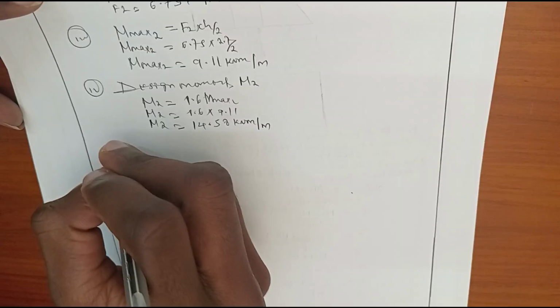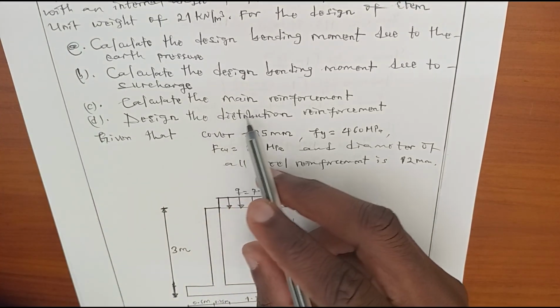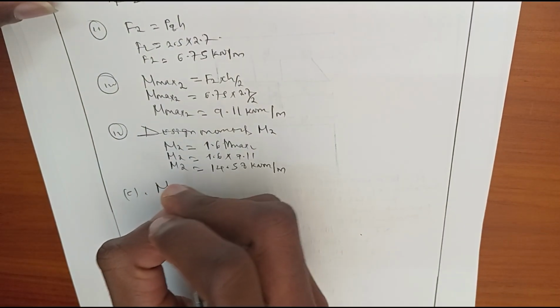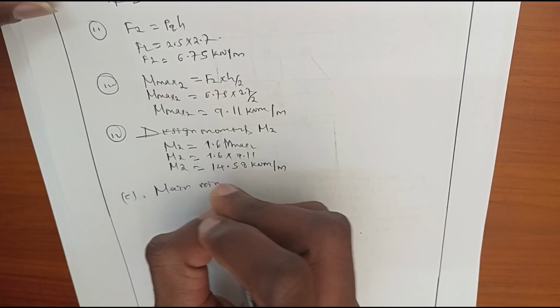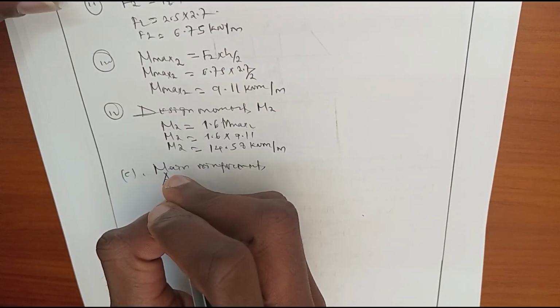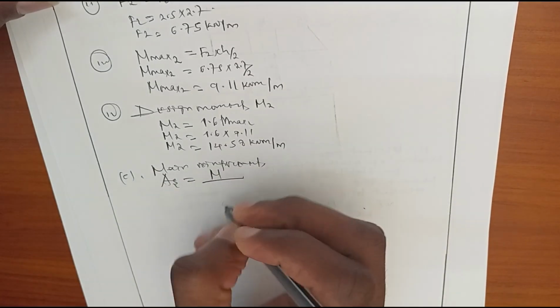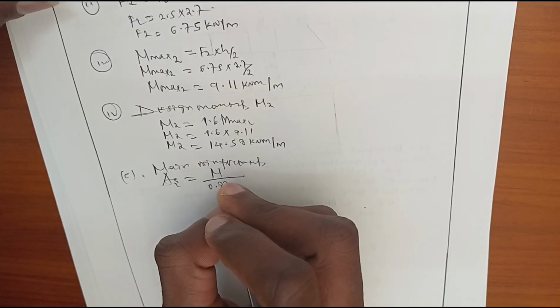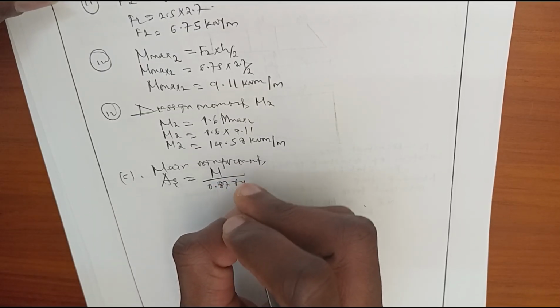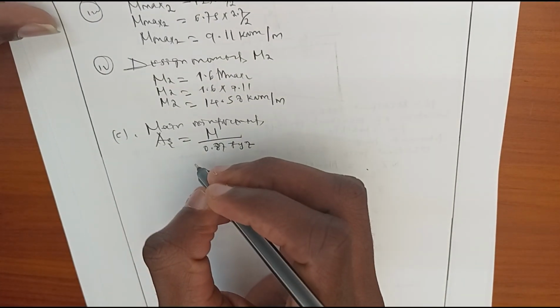Now, let's find question number C. Question number C, we are required to calculate the main reinforcement. C, main reinforcement. We are required to determine the main reinforcement. The area of main reinforcement is obtained by taking the maximum design moment of the stem over 0.87 fyz. But how to determine this maximum design moment of the stem wall?